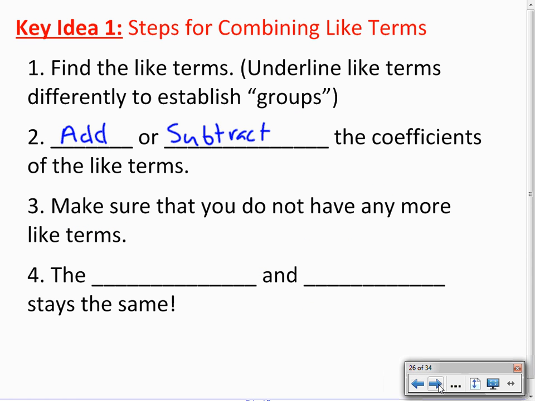I took 5 minus 3 and made it a 2x. The third step is to make sure that you don't have any more like terms. So after you've combined, is there anything left that can be combined further? Sometimes there is, sometimes there isn't. It really just depends on how many terms you have, and maybe you missed something the first time you went through it. Your last step, okay, it's really just a reminder. It's super important that you remember that in order to combine like terms, it has to be the same variable, and they have to have the same exponent.